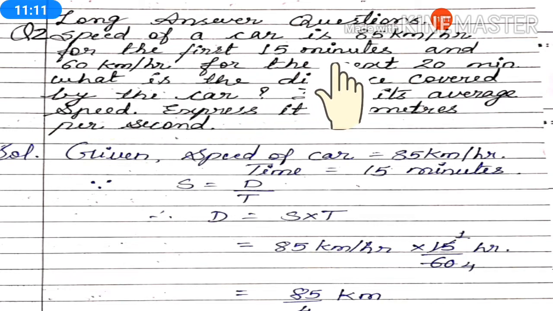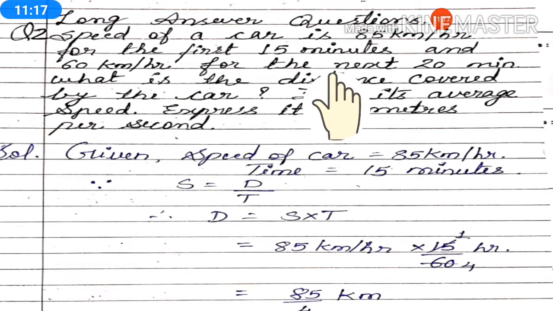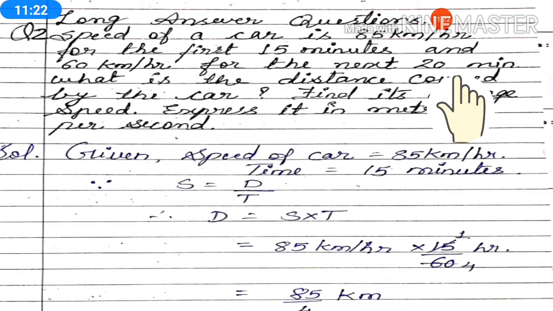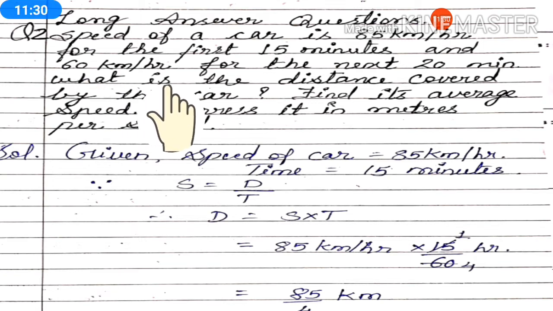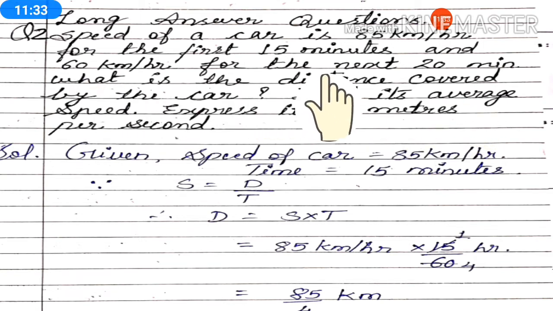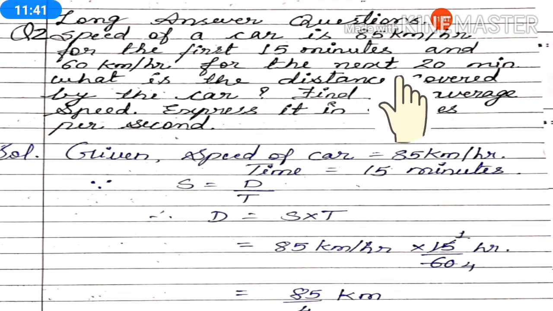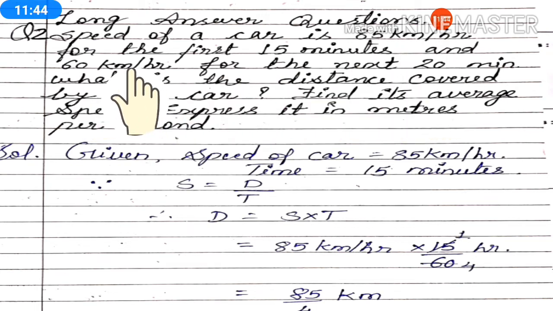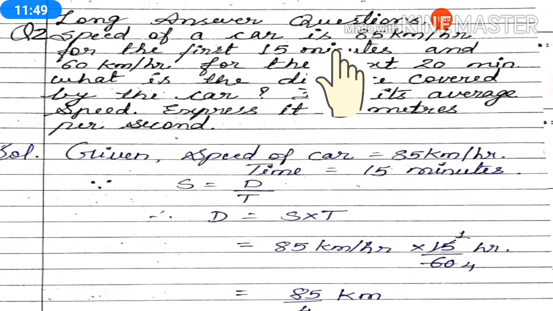It means for the first 15 minutes the car travels with a speed of 85 km per hour, and 60 km per hour for the next 20 minutes. After 15 minutes, for the next 20 minutes, the car travels with a speed of 60 km per hour. There are two speeds. There is a change of speed; the car is not traveling with the same speed.